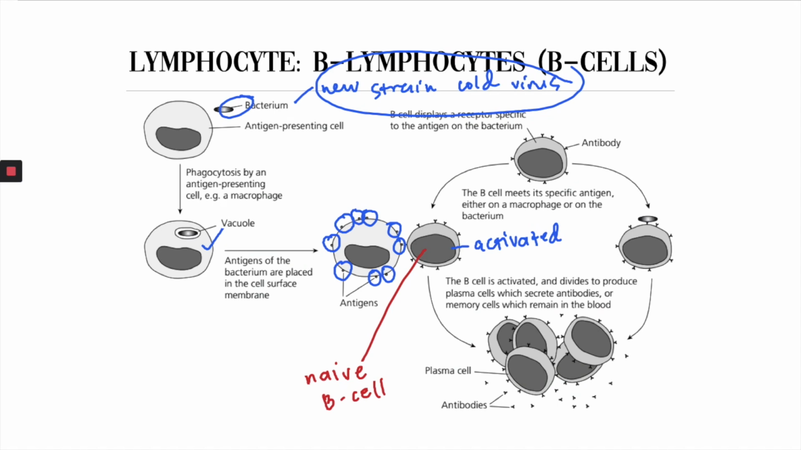Once this B cell is activated, it will create plasma cells that produce antibodies, and later on it will multiply as memory cells that will remain in the blood. It will be there in your blood, surveying the area for the presence of this new strain of cold virus in the future.